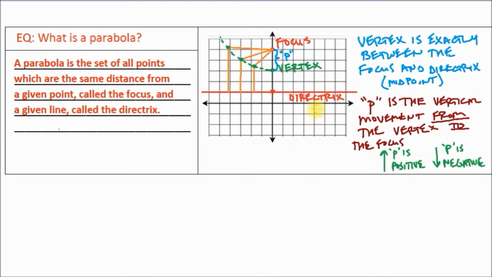So we've got a focus, a vertex, and a directrix. The vertex is exactly in between the focus and the directrix, and the movement from the vertex to the focus is going to be represented by this lowercase p, and you'll see as we move on where that comes into play. So that's a different way to think about a parabola. We'll be seeing with our hot dog cookers and some other word problems how this is relevant to lots of things that you see around you that you use every day.